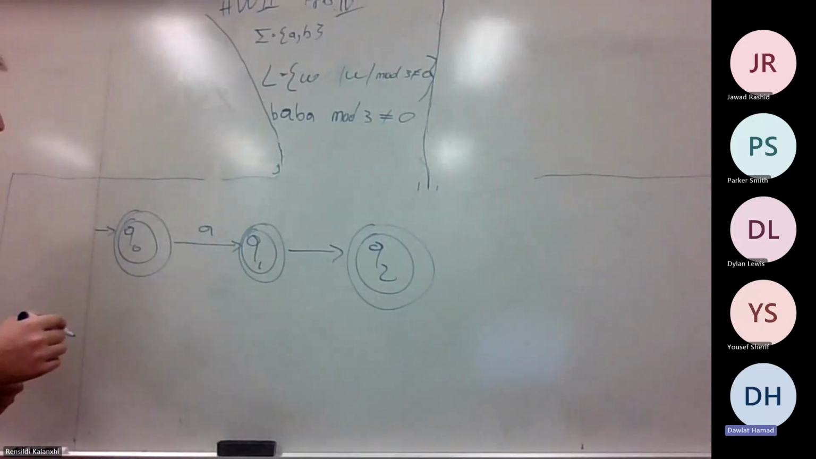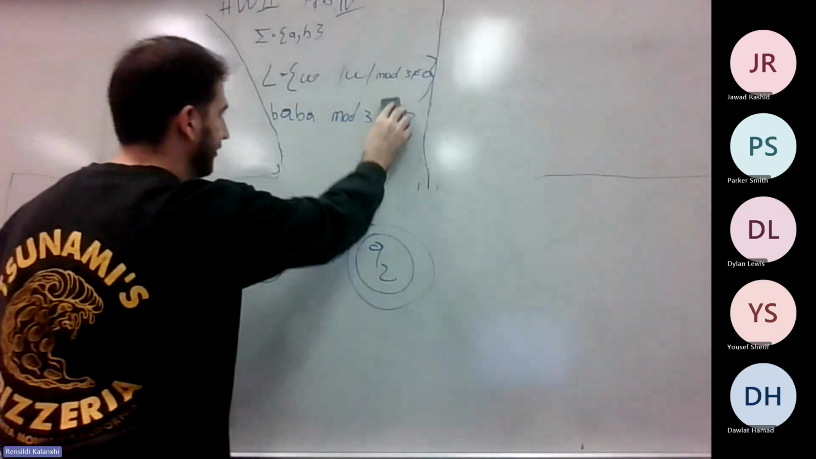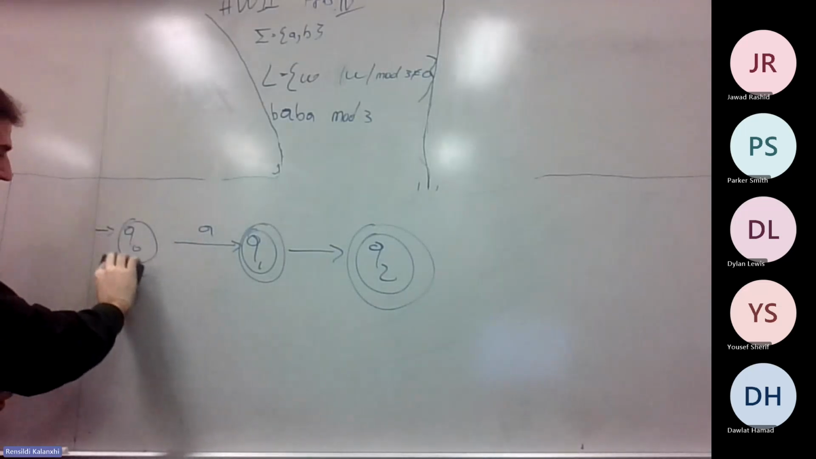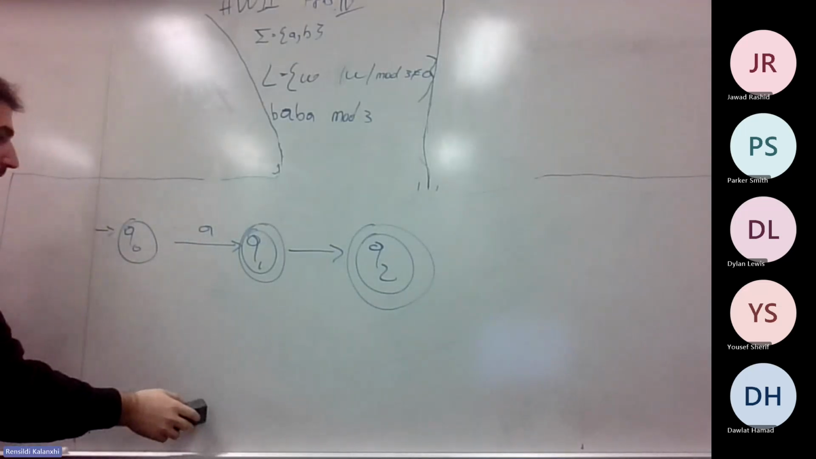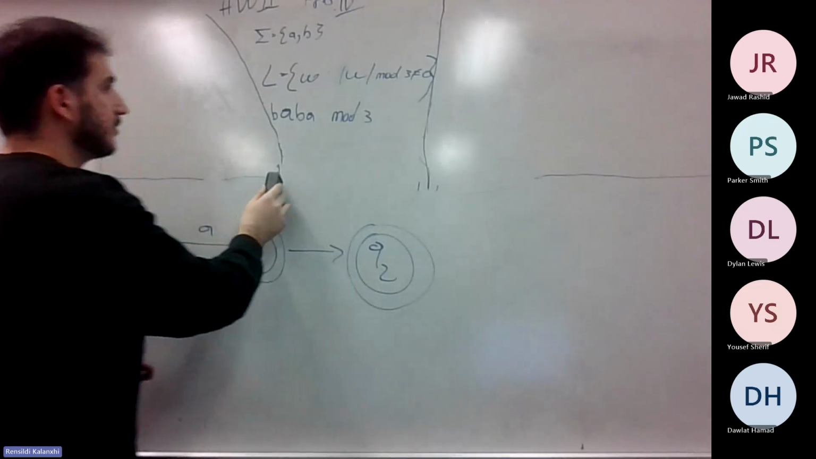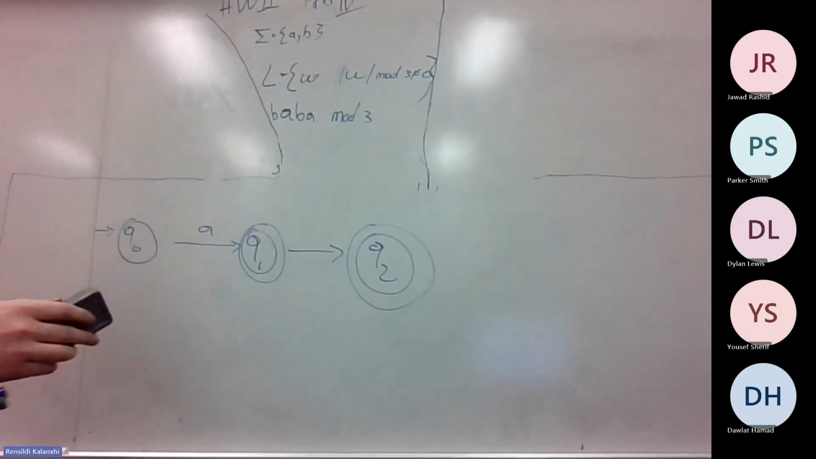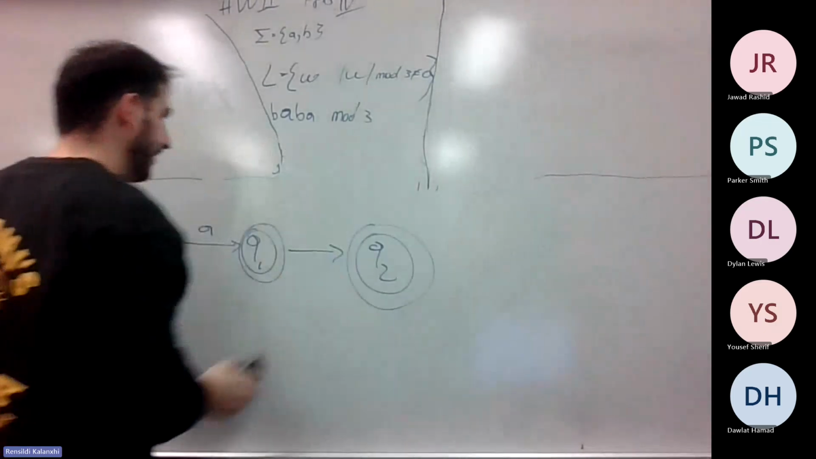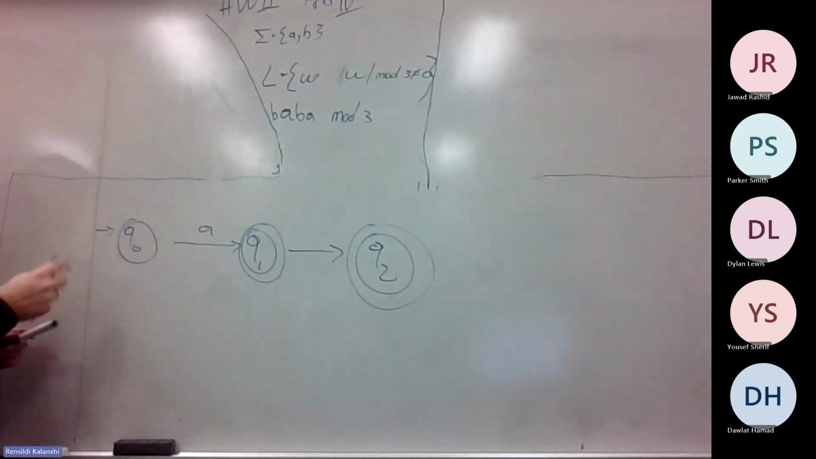Can you explain why Q0 is an accepted state? It shouldn't be, because 0 mod 3 is 0. Oh, it shouldn't be 0. Yeah, you're right, sorry. I was thinking of it the other way. 0 mod 3 is 0, but we don't want 0. Yeah, sorry, you're right.